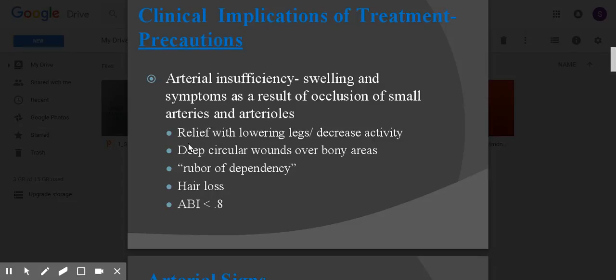One of the things that these patients will describe subjectively is that they get relief with lowering their legs or decreased activity, because with the increased activity demand, their body cannot keep up with the circulation demands, and so they end up having pain. Again, as we talked about in the cardiac unit, angina is heart muscle pain as a result of lack of oxygen. You can also see claudication pain in muscles, particularly in the lower extremities, from lack of oxygen as well.